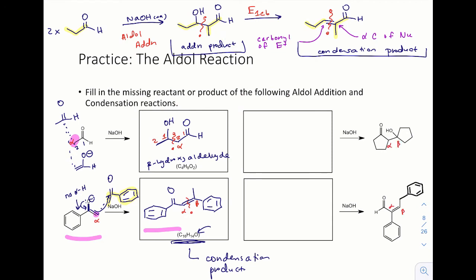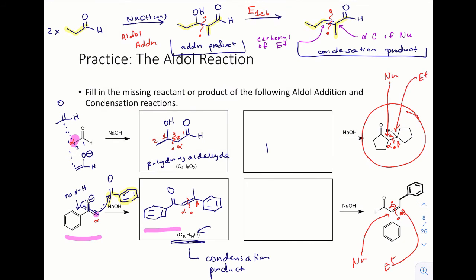We want to identify the beta hydroxy ketone or alpha beta unsaturated aldehyde because that tells us where to disconnect. So we're disconnecting between alpha and beta, right? The alpha carbon had been the nucleophile, the beta carbon had been the electrophile, the molecule in its carbonyl form. I believe when we do those disconnections, we can see that the first example is a self-condensation of cyclopentanone, and the second example is a self-condensation of this aldehyde.